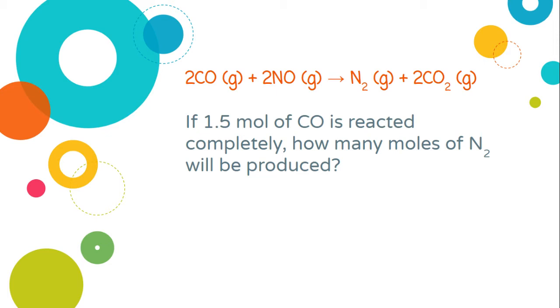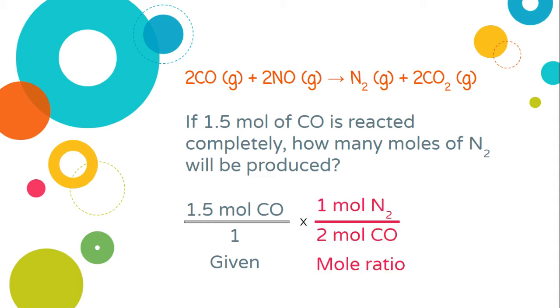So let's get started. We must first write down our given information, and we're going to put that over 1. So our given information was that we have 1.5 moles of carbon monoxide. Now our conversion factor that we're going to use is going to be our mole ratio. So our mole ratio here is going to be exactly the same as the coefficients of our balanced equation.